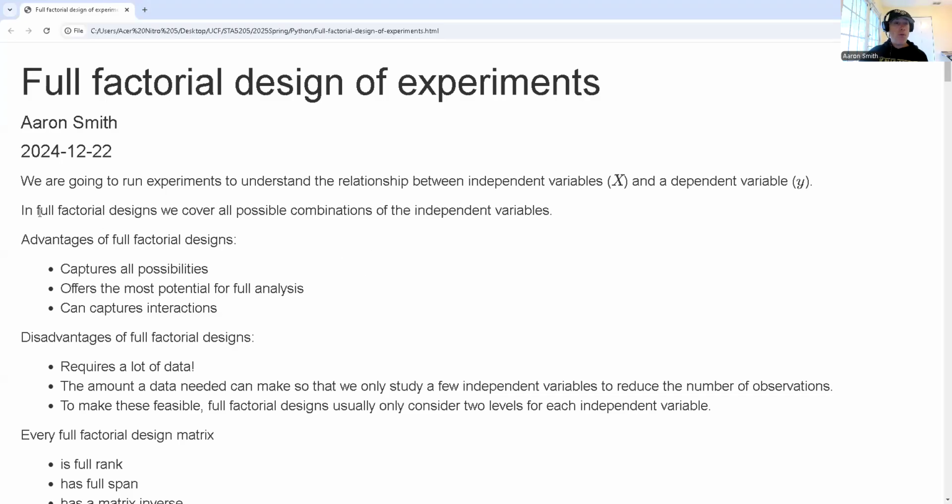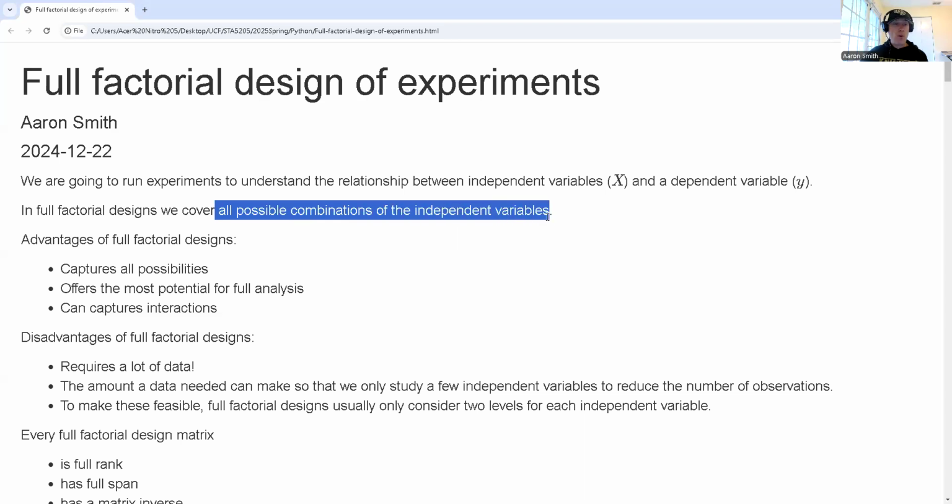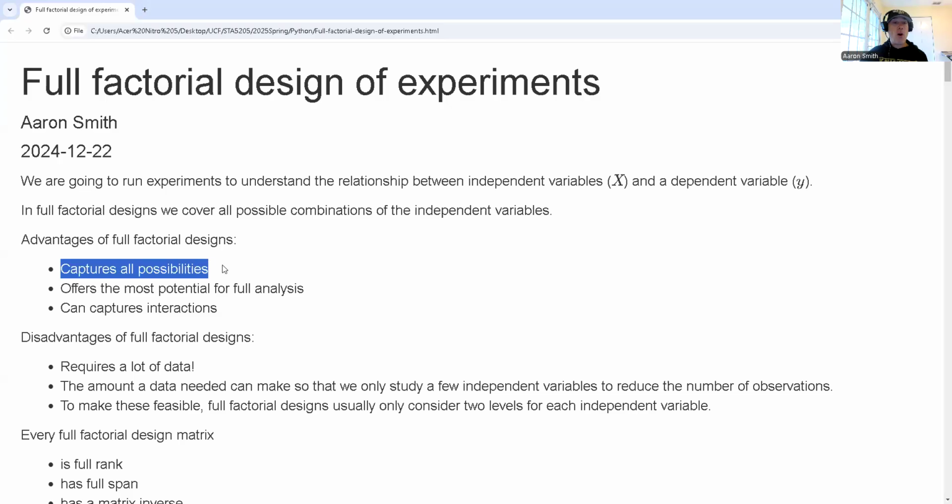So in full factorial designs, we cover all possible combinations of our independent variables. The advantage is that we can capture all possibilities, and so this is very powerful. This gives us the most in-depth look at our results that we could possibly hope for. We take it as far as we can, so we can do full analysis. Every way you could possibly imagine is covered, and we can capture interactions. That includes higher order interactions like three-way interactions, four-way interactions, and so on.